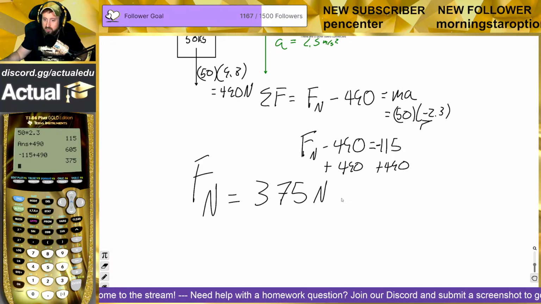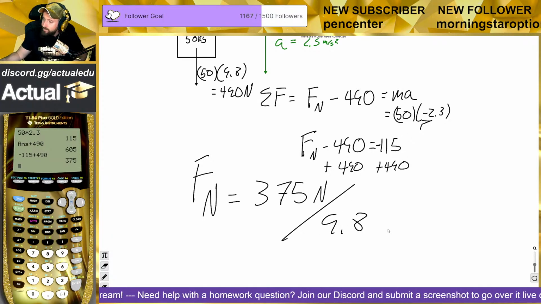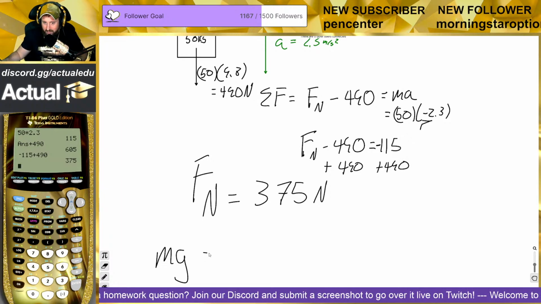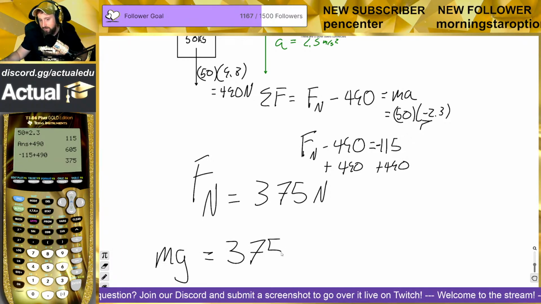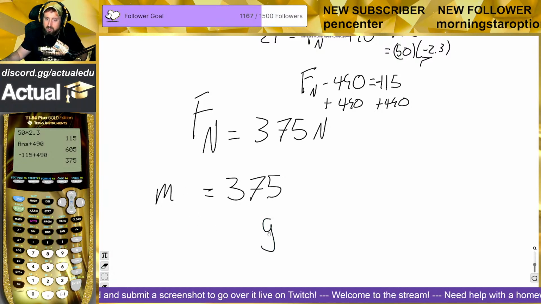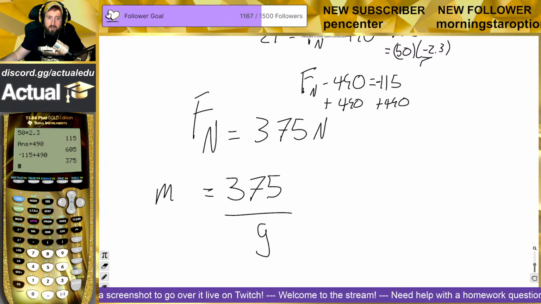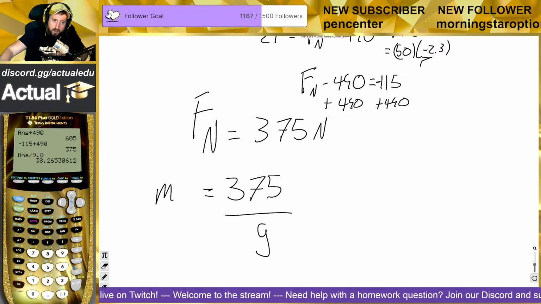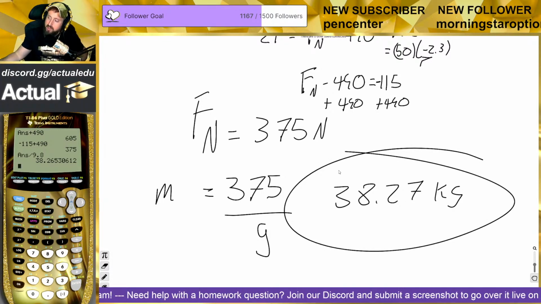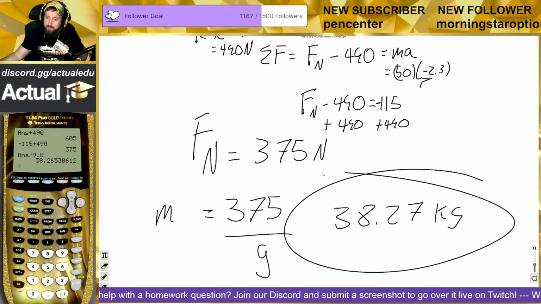So the way to do that is just to divide this number by 9.8. Because mass times gravity would now be equal to 375. So I'm like, okay, what mass gives me 375 newtons? So I can just divide by g on both sides. If we divide that by 9.8, you get that now you feel like you weigh 38.27 kilograms. That's what I would say for apparent weight, because originally you were 50. Now you're 38.27. You feel lighter.